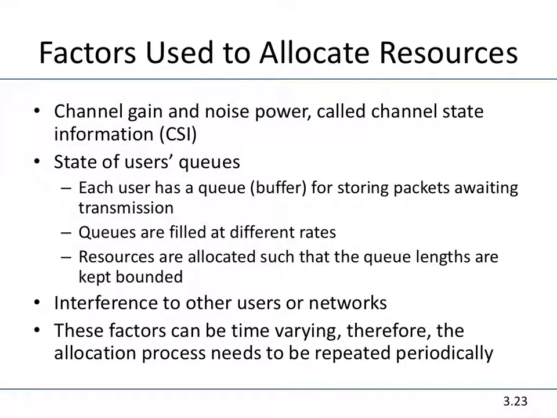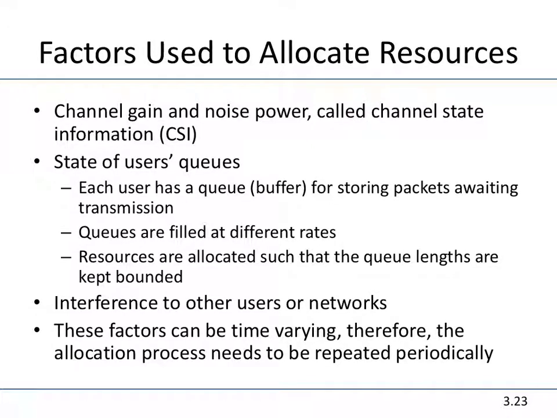So for all of these, channel state information is important, for sure. And queue state is important. And interference is important. Even for CDMA, interference is still there. So when we allocate the resource, it could be that we have a time slot, a frequency, or power.